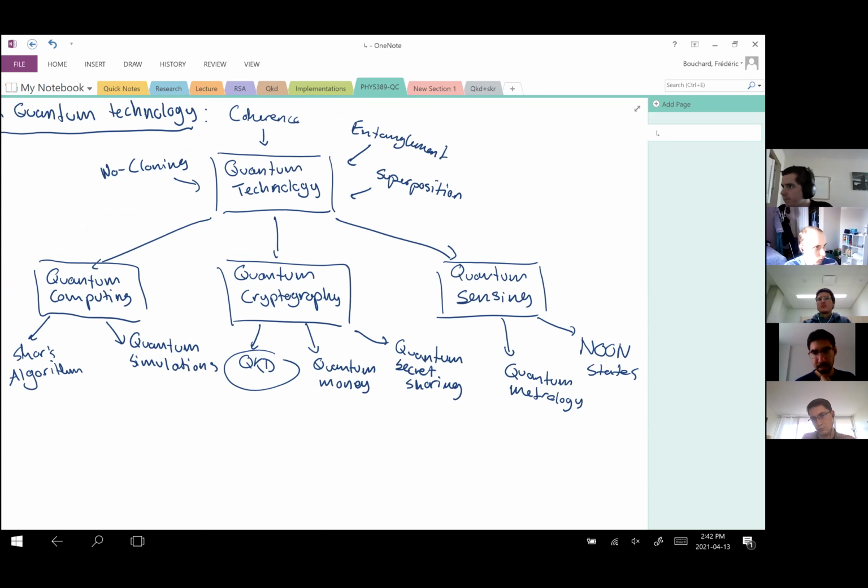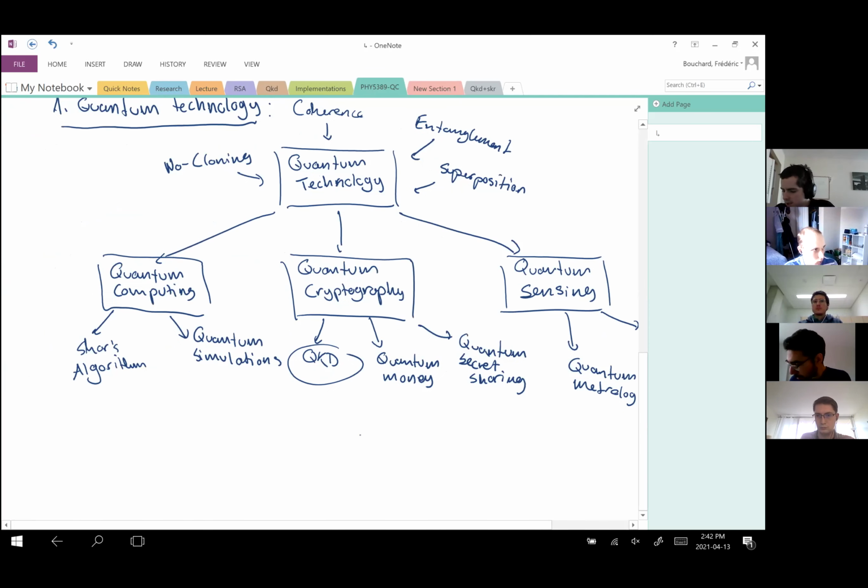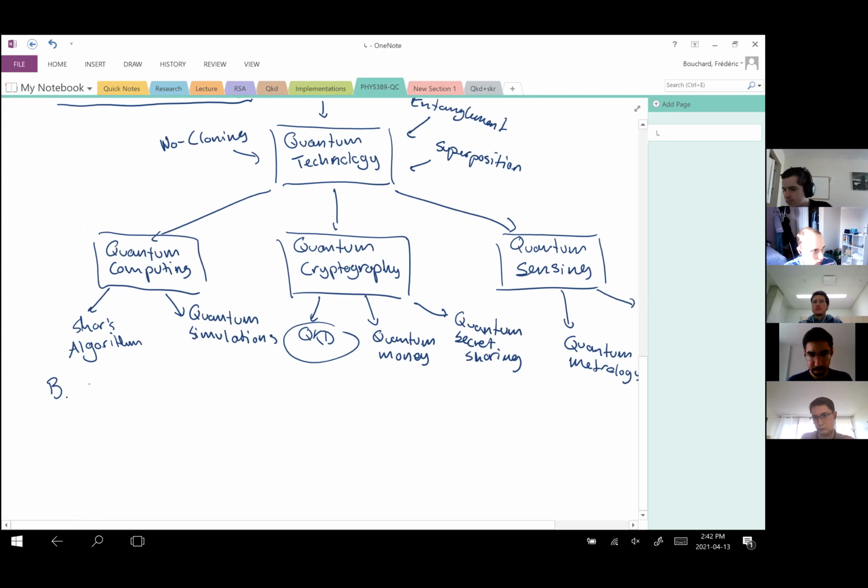We're interested in a specific type of quantum cryptography, which is quantum key distribution. This gives you an overview of what's going on. Before we talk about quantum cryptography, let's talk about classical cryptography.